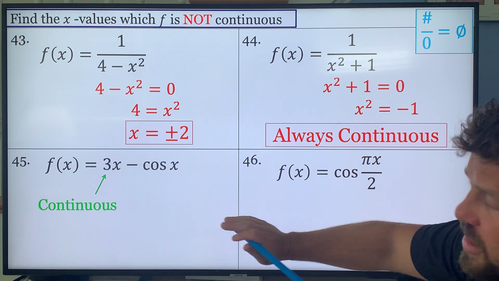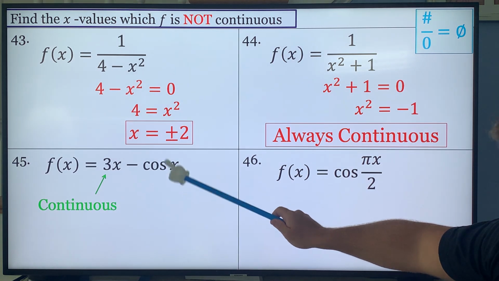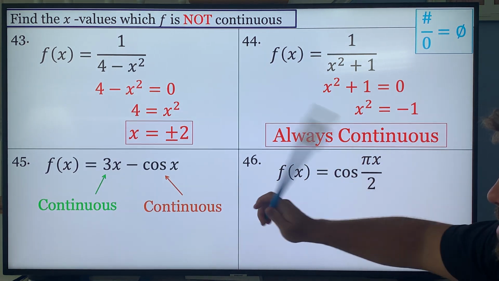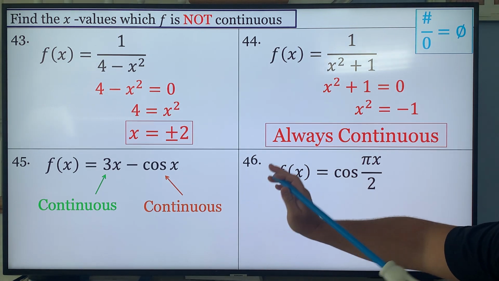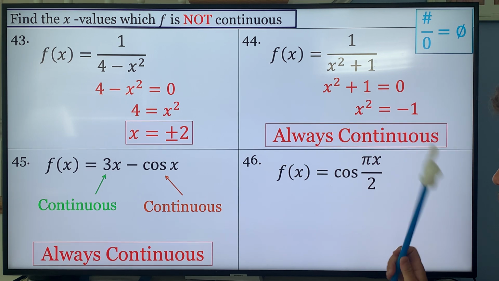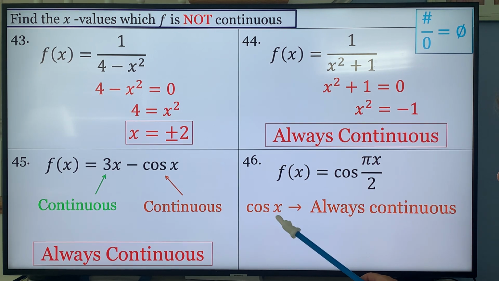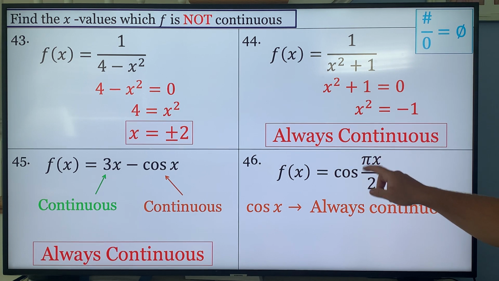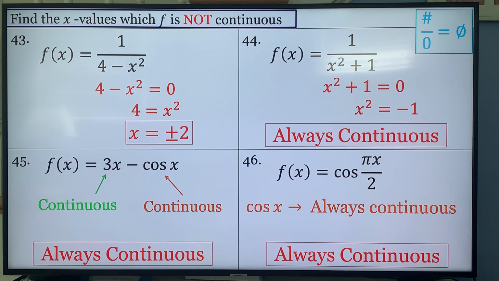3x is continuous at all times, right? Cosine x is continuous at all times. Subtracting two continuous functions, you get always continuous. Number 46. Cosine x is always continuous. So cosine, whatever's inside, is always continuous. So your answer is always continuous.